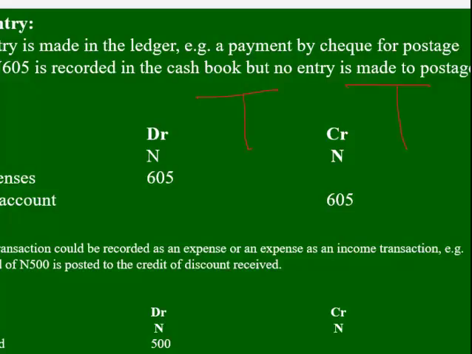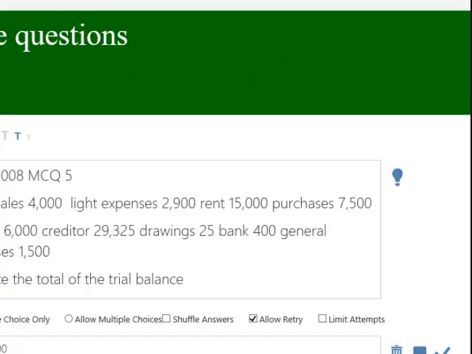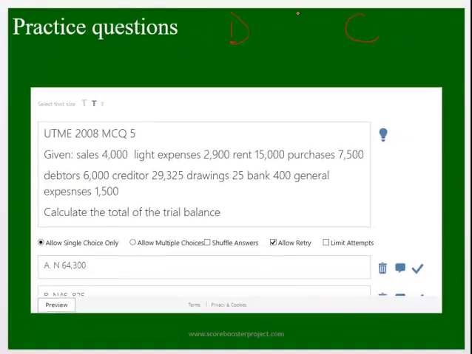We have quite a number of past questions we have given to you here, and this one is UTME 2008 question number 5. The examiner gives us figures, and we have to calculate the total of the trial balance. I think we tried this kind of question previously. You can look at it yourself. The concept here, as I told you last time, is the concept of which account should be debited and which one should be credited. When you do that, you're able to know the balance in the trial balance.